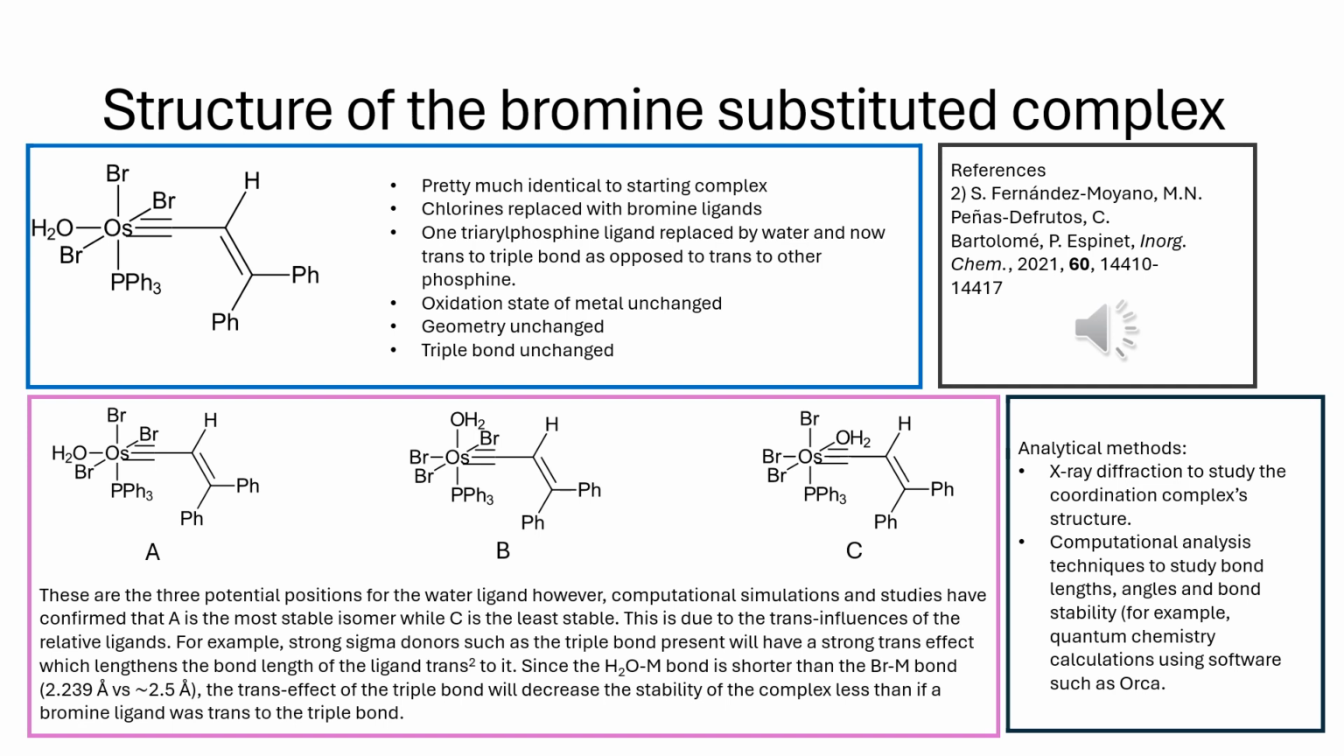These calculations compared the bond lengths, angles, and relative stabilities of isomers A through C, and what was found is that isomer A is by far the most stable, with isomer C in fact being the most unstable. Now this is believed to be due to the trans influence of the surrounding ligands, namely the triple bond. The triple bond is a great sigma donor, and so it has a strong trans effect. This lengthens the bond between the metal and the water ligand.